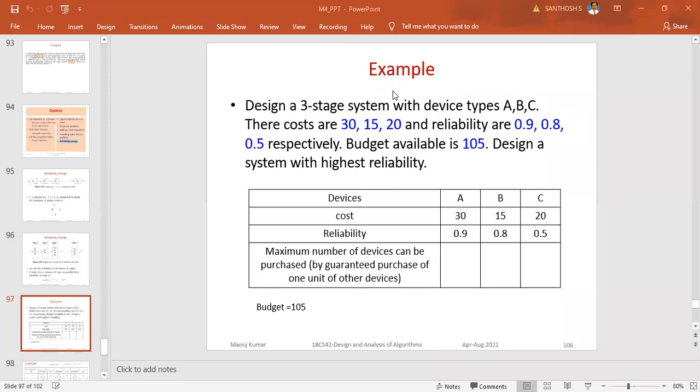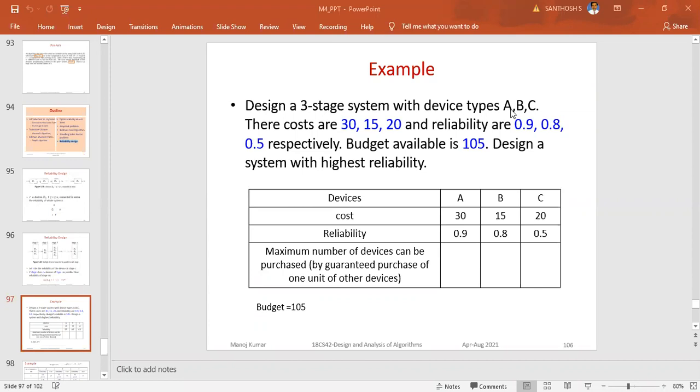So let us come to the example part. Design a three-stage system with device types A, B, C. Their costs are 30, 15, 20. So now you have to design a three-stage system, with D1, D2, D3.